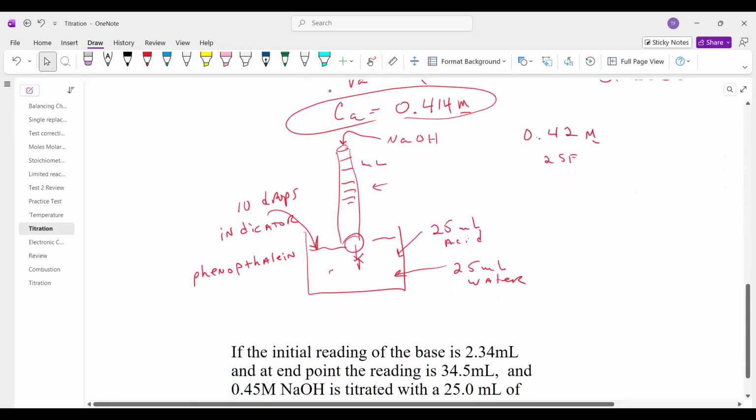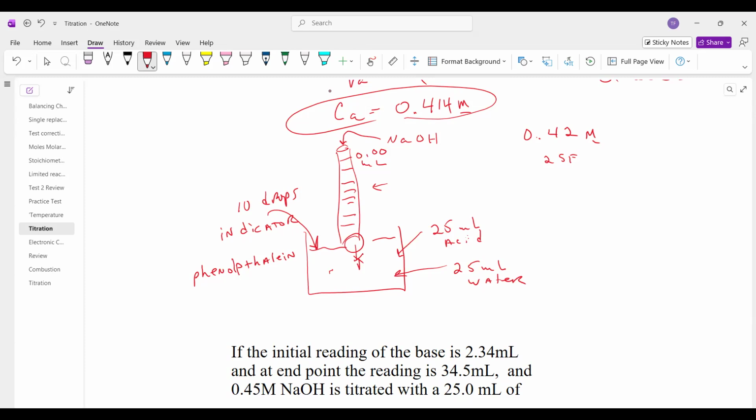So the actual lab will go like this. We fill up our burette to the 0 mark. That's at the very top. Then we start, and then at the bottom here, we've got 25 milliliters of acid, 25 milliliters of water, which does nothing. It's just there to dilute it. We've got an indicator, and the indicator we're using is something called phenolphthalein, which is a very common acid-base indicator.